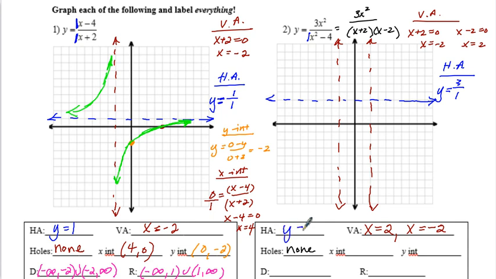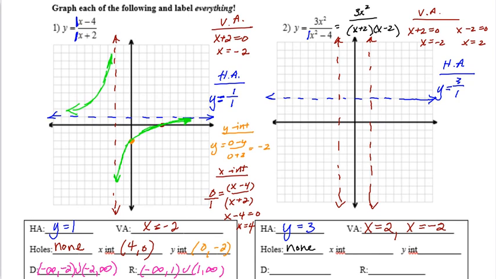So y equals 3. Again, these are invisible lines that don't actually exist in the graph. They're just guiding lines. Now, let's investigate a little bit further. Let's figure out where our intercepts are. I did intercepts in orange. So let's check out what our y-intercept is.